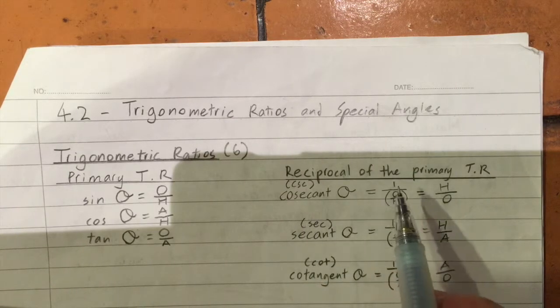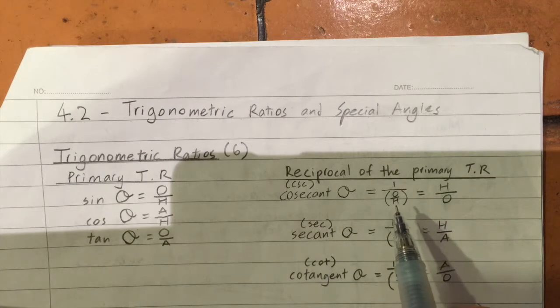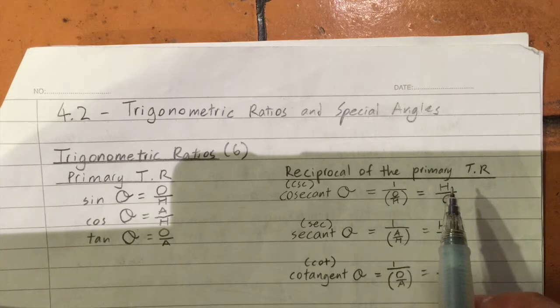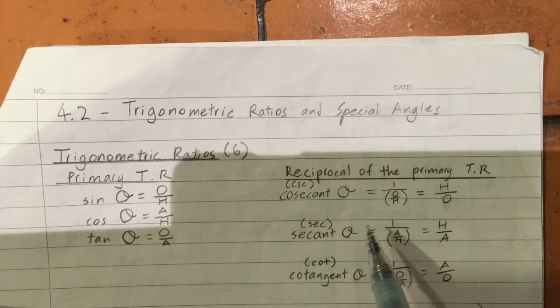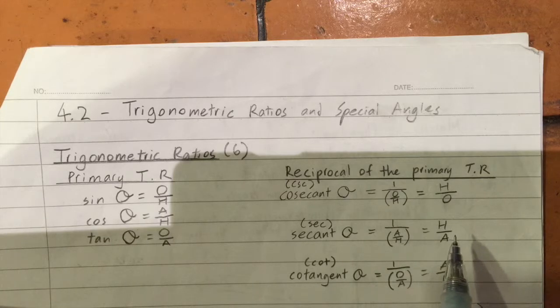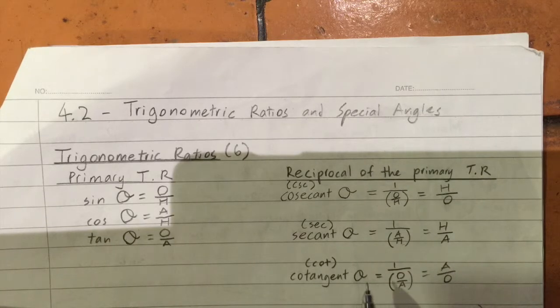Cosecant theta equals 1 over opposite over hypotenuse, which is hypotenuse over opposite. Secant theta equals 1 over adjacent over hypotenuse, which is hypotenuse over adjacent. And cotangent theta equals 1 over opposite over adjacent, which is adjacent over opposite.